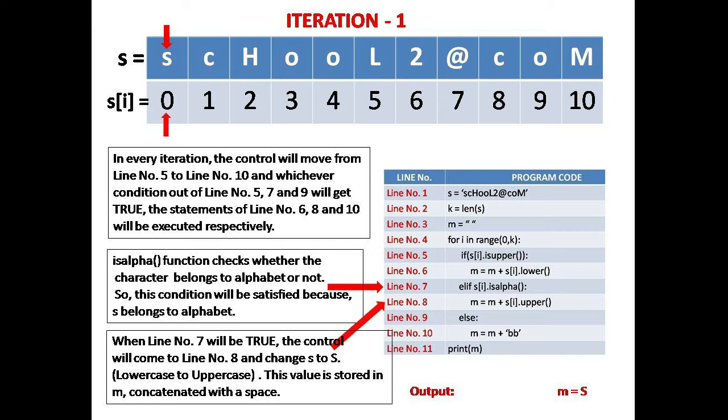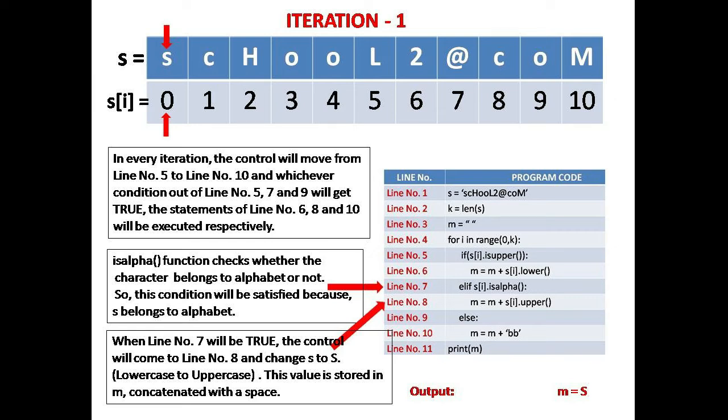So the first condition, that is line number 5, is saying if s[i].isupper(). isupper is a function which checks whether the character is in uppercase or not. So our character s is not in uppercase, so line number 6 will not be evaluated. It will come to line number 7. It says elif s[i].isalpha(). The isalpha function checks whether the character is from the alphabetic list or not, which holds true here because small s is from the alphabetic list.